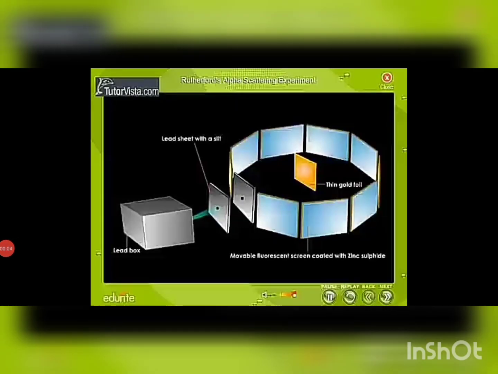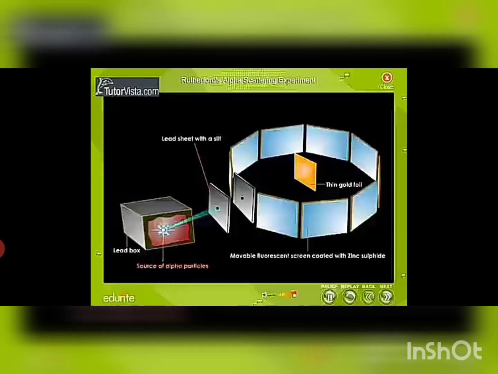Shown here is the diagrammatic view of the famous gold foil experiment conducted by Ernest Rutherford. The radioactive source rich in alpha particles was kept in a thick lead block with a narrow opening. The alpha particles were confined to a narrow beam by passing them through a lead sheet with a slit. An extremely thin foil of gold was bombarded with these fast-moving alpha particles.